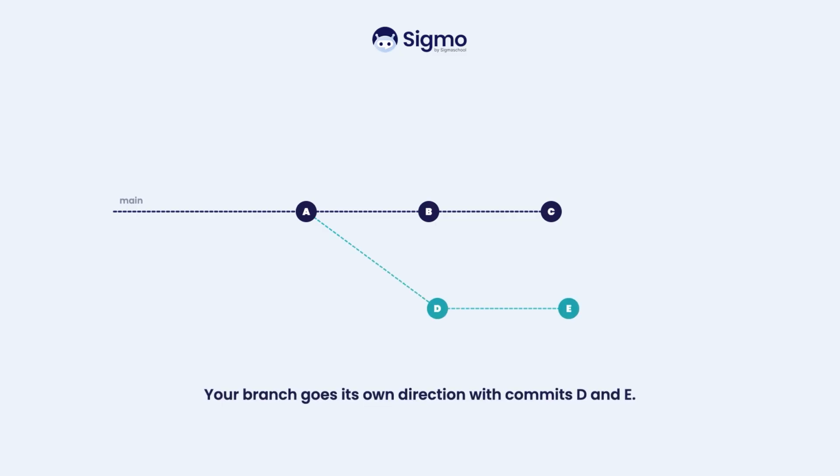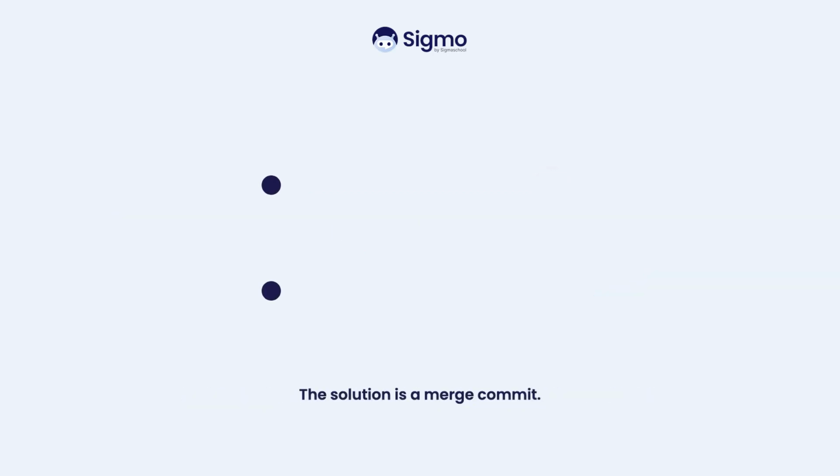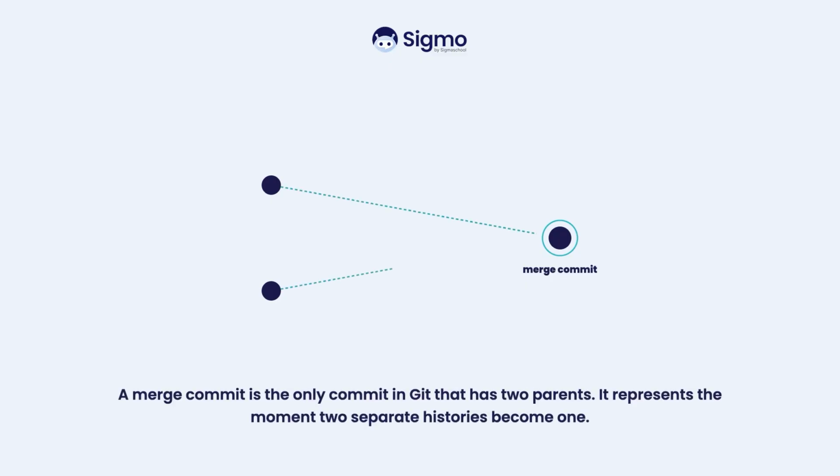Now when you want to merge, Git can't just fast forward. Both branches have unique history that needs to be combined. The solution is a merge commit. A merge commit is the only commit in Git that has two parents. It represents the moment two separate histories become one.